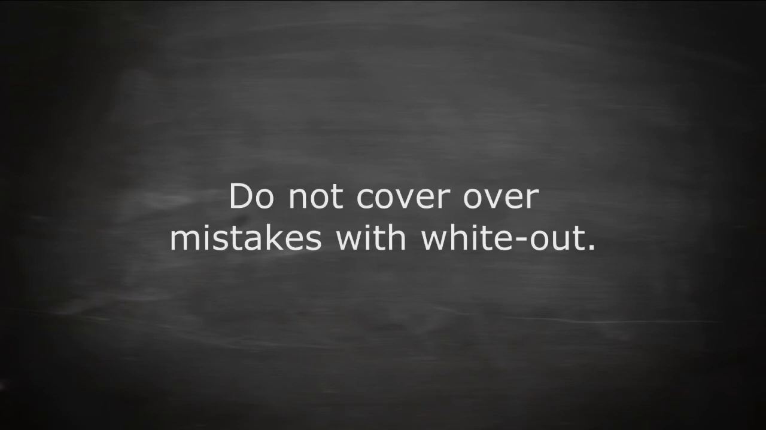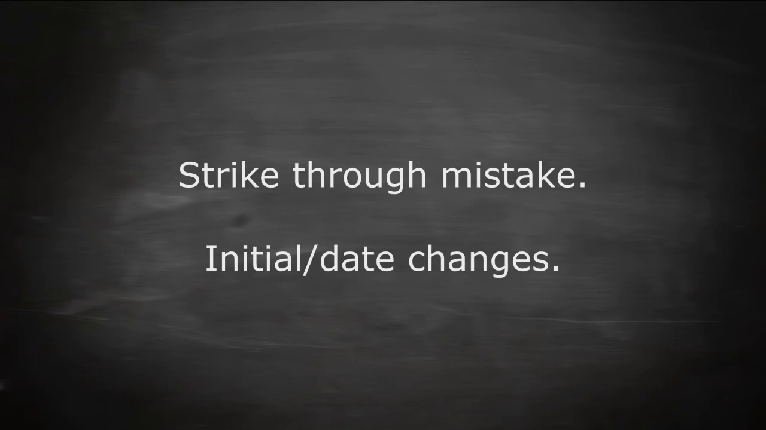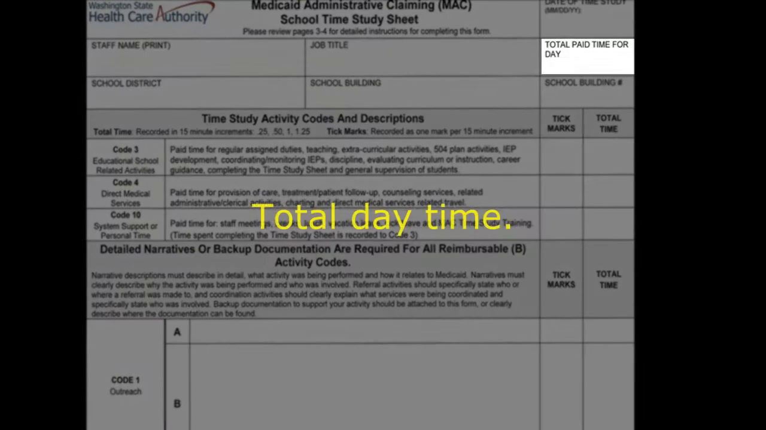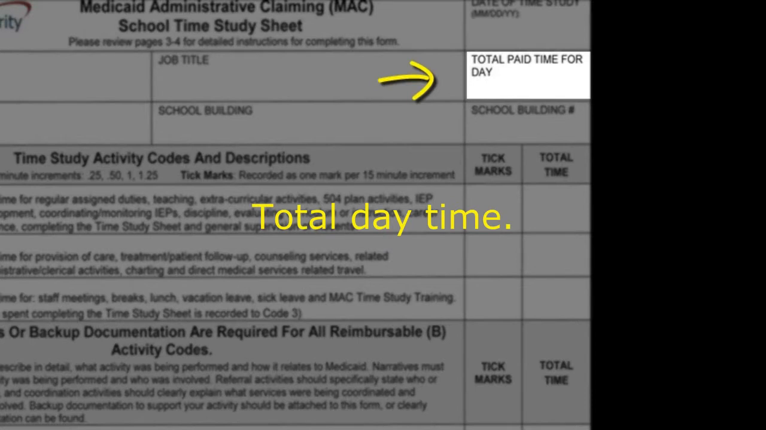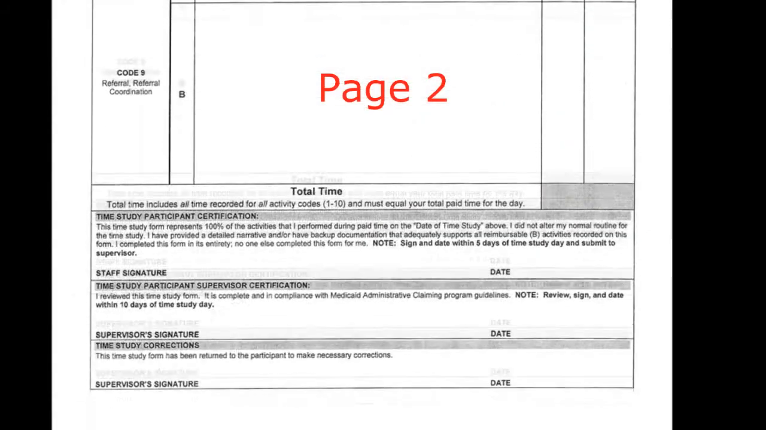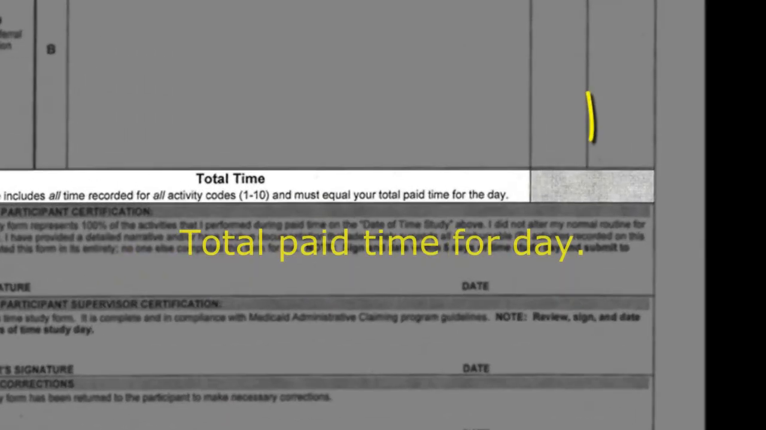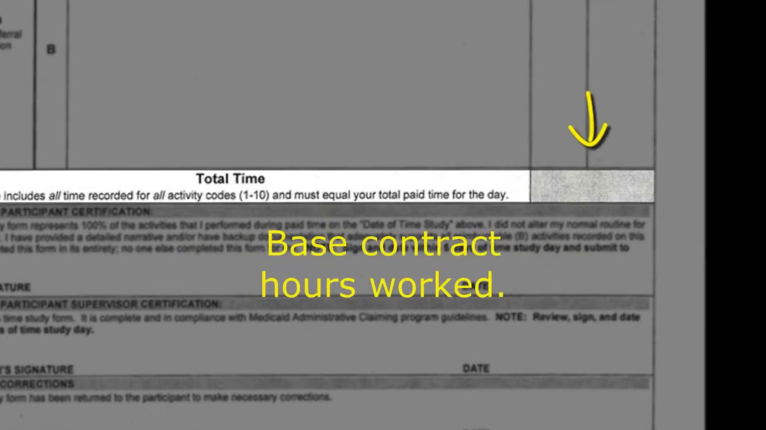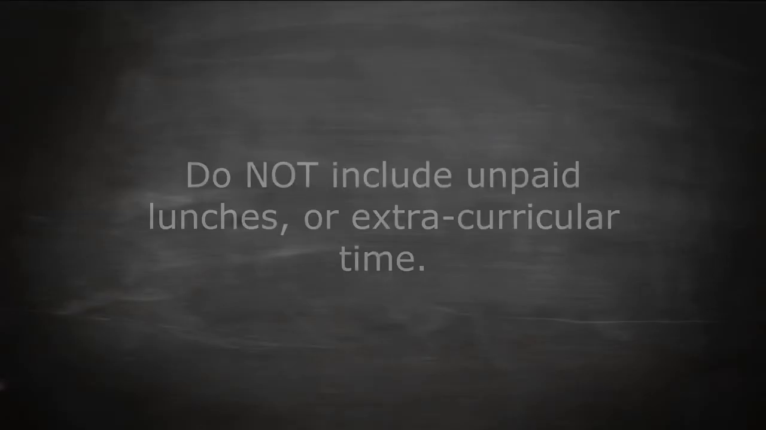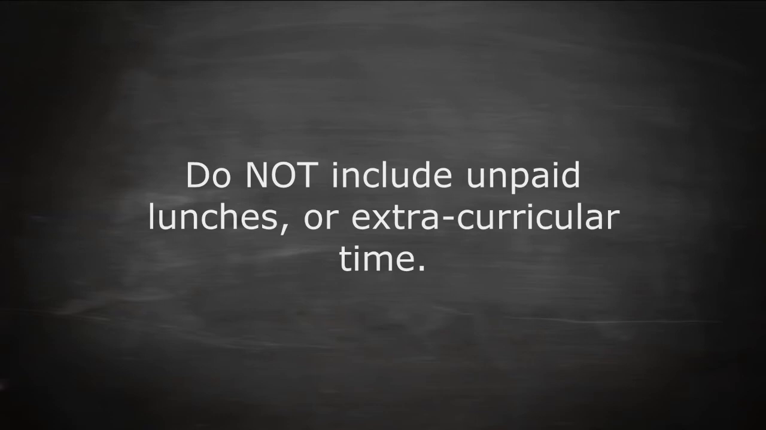Mistakes made on forms should never be covered over with whiteout. Strike through your mistake and provide the corrected information, initialing and dating your change. Enter your total paid time for day in the header, representing your total base contract hours. Your total time box on page 2 must equal your total paid time for the day, which is your base contract hours worked. Do not include unpaid lunches or extracurricular time on your form.